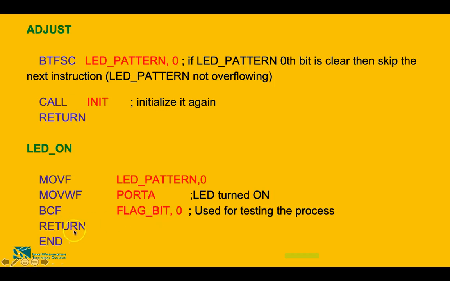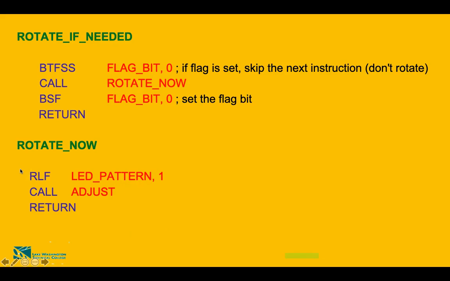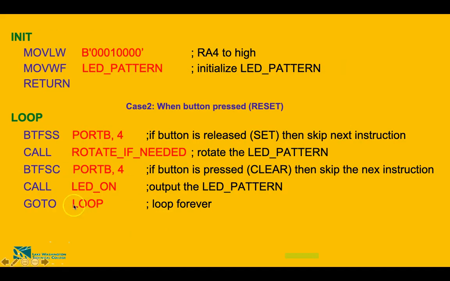And now it says return. So wherever it has been called, you will basically return to that path. Let's see where it was called. It was called here. So we have returned here and then go to loop.